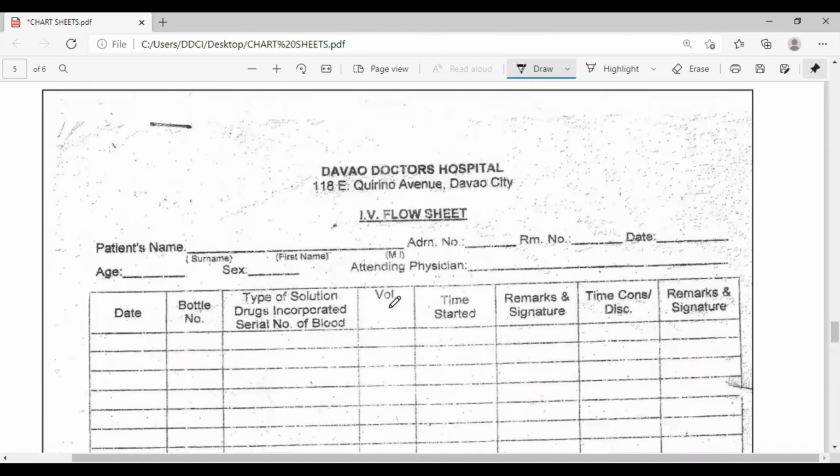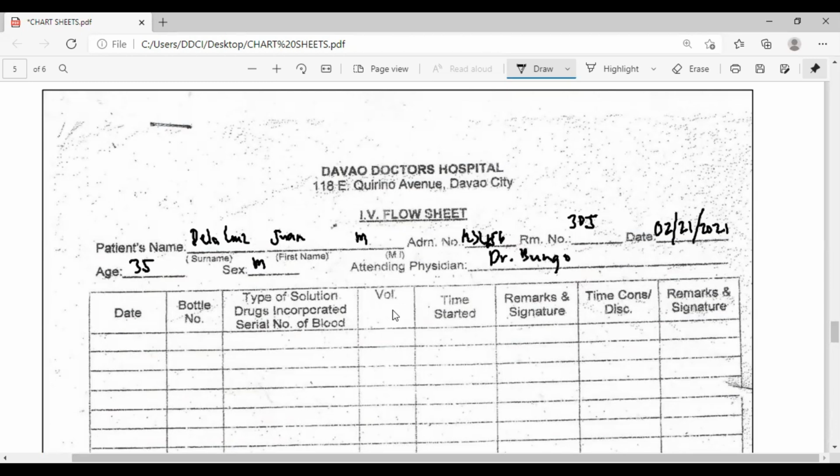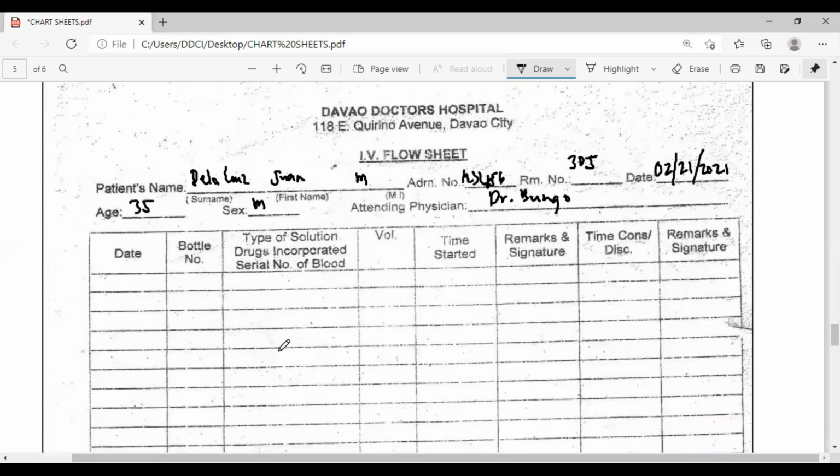And then we have here the IV flow sheet. So write in the patient's name. We have here De La Cruz, then we have 1 M, then room number 305. Admitting number 123456. Date is 02/21/2021. Then age 35, male, under the service of Dr. Bungo. So for example, we have the date here.